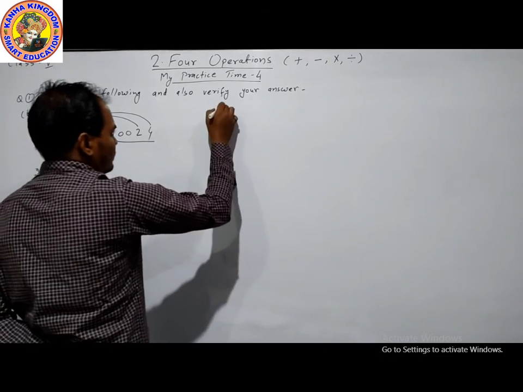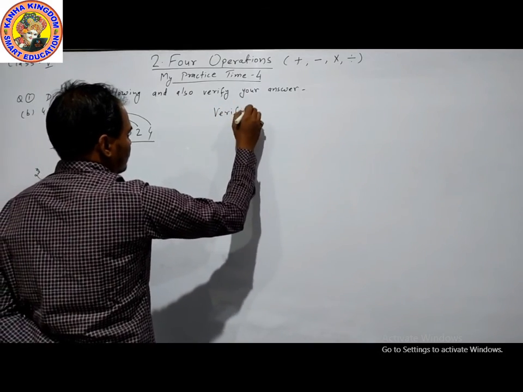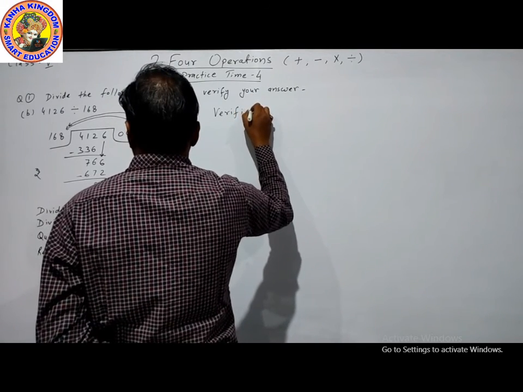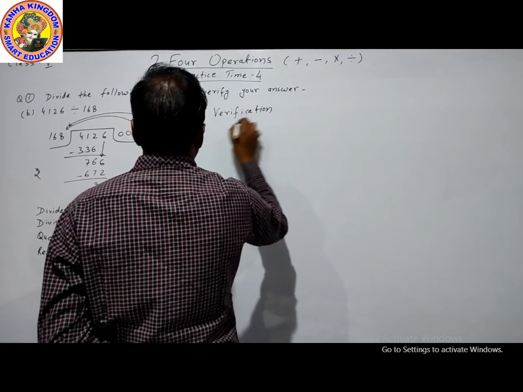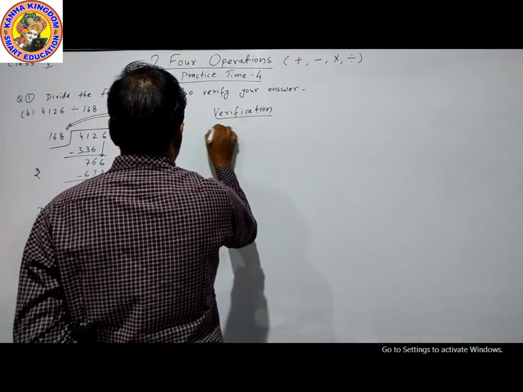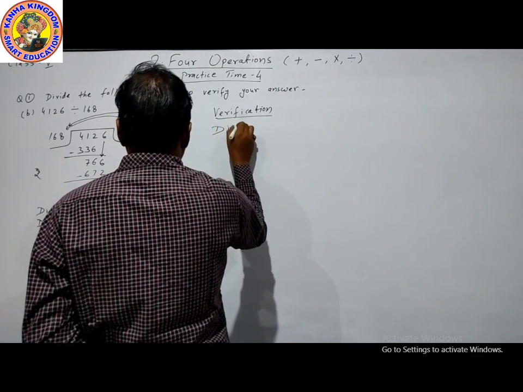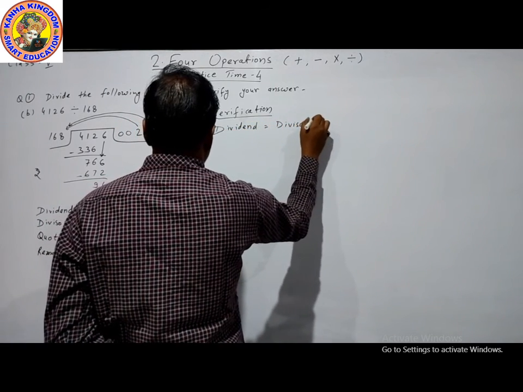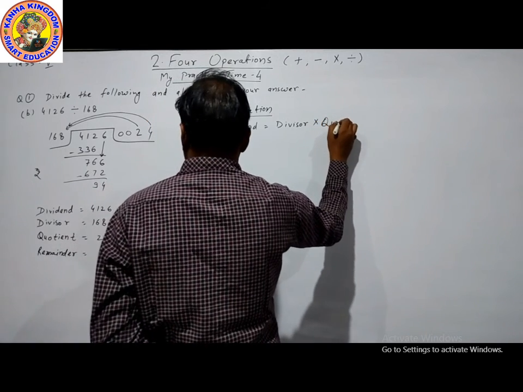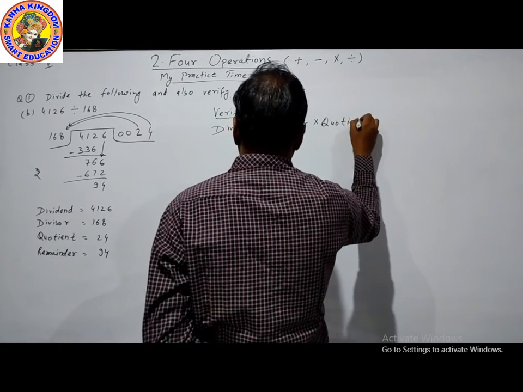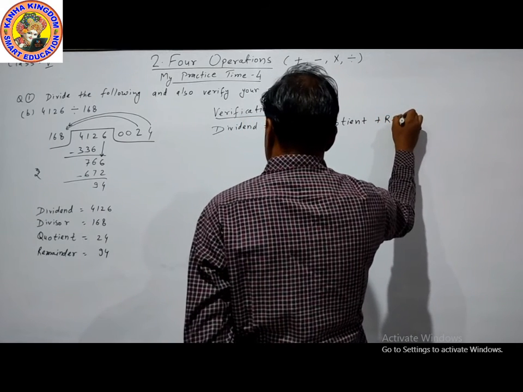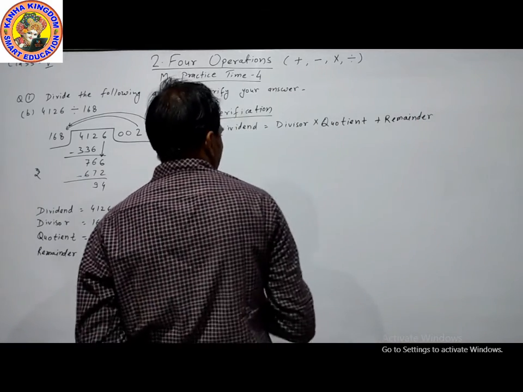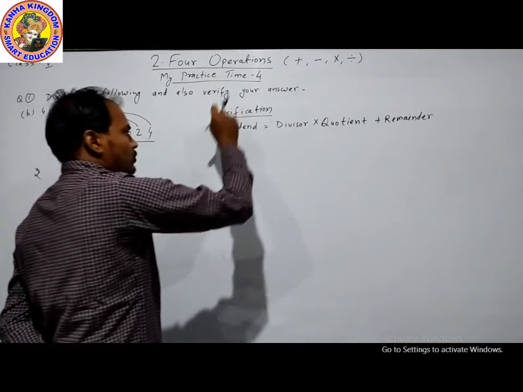Now verification. The verification formula is: dividend is equal to divisor into quotient plus remainder. Divisor into quotient plus remainder, the answer is the dividend.